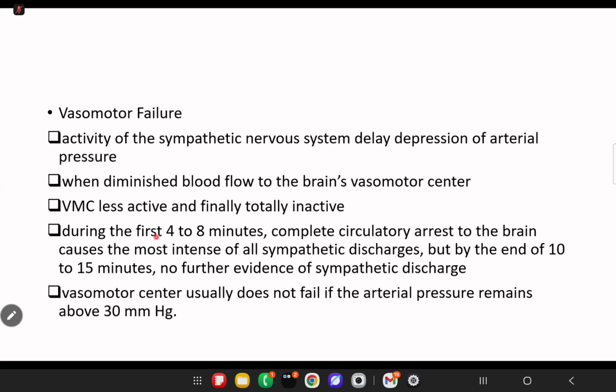Theoretically, if you cause a circulatory arrest of the brain, within 4 to 8 minutes there is intense discharge of the sympathetic nervous system because of the hypoxia and the hypercarbia. But after about 10 to 15 minutes, there is no discharge anymore. The good thing is, if your blood pressure is above 30 millimeters of mercury, usually the vasomotor center continues to work.